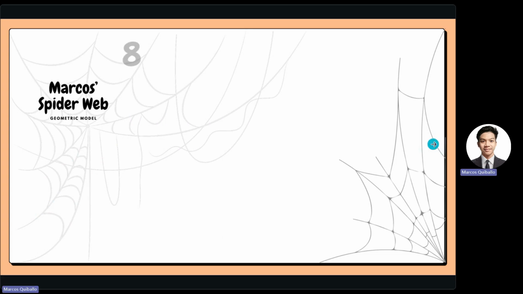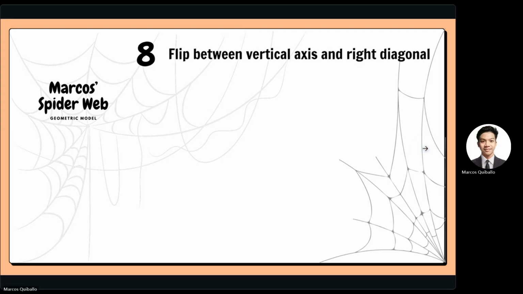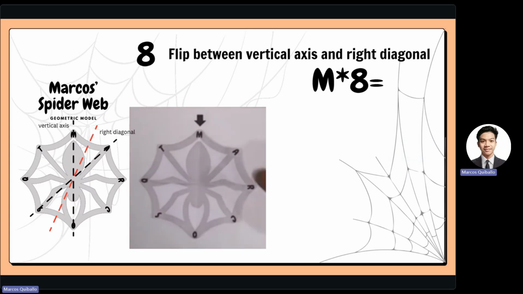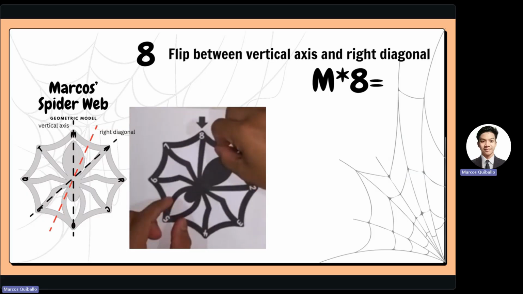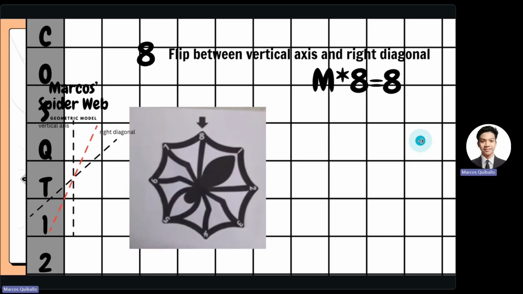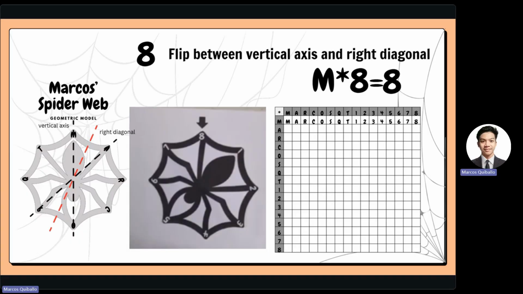For the last one, we have 8, which is defined as a flip between vertical axis and right diagonal. This is our model, this is the vertical axis, and this is the right diagonal. Based on the definition, it is between the vertical axis and right diagonal. The red broken line represents our movement. When we operate M star 8, if M is the initial position and we flip between vertical axis and right diagonal, our resulting element is number 8. So this is our group table.